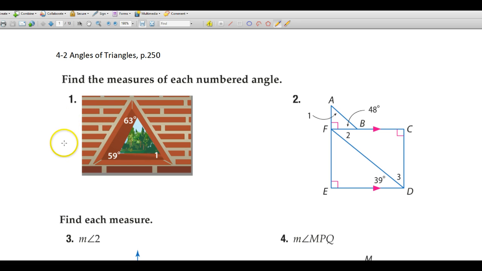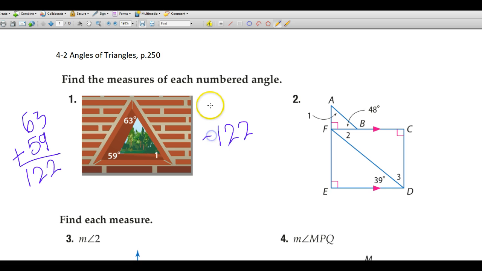So by the angle sum theorem, the three angles of any triangle must add up to 180 degrees. So if we add these other two angles together, 63 and 59, we would get 122 degrees. And if we subtract 122 from 180, that would leave us with the measure of angle 1, which is equal to 58 degrees.